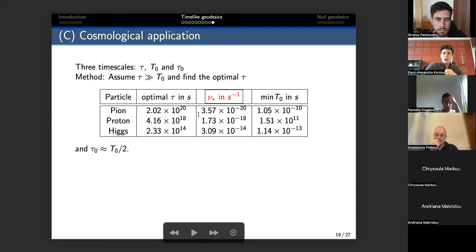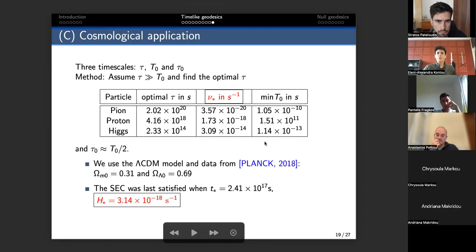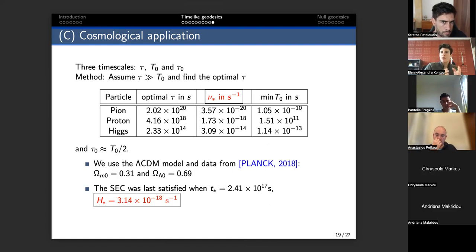And finally, we calculate the required initial contraction. So what do we compare it with? Here we need a cosmological model. So we use the lambda CDM model and data from Planck. So the data we took from Planck is actually what is the amount of baryonic matter and dark energy today.